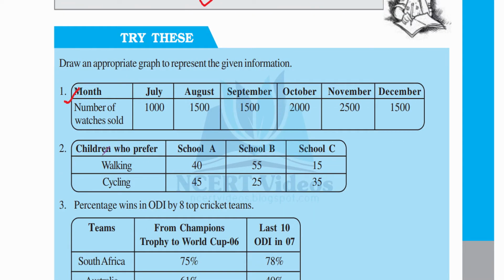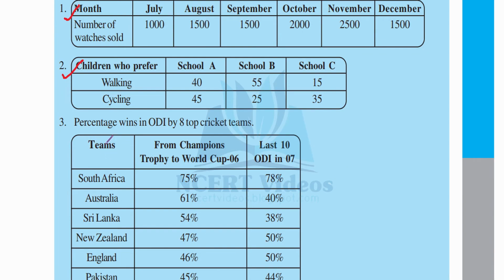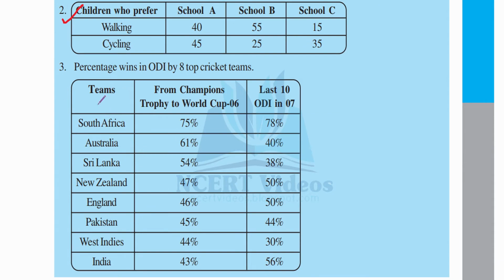Second one, children who prefer walking and cycling from 3 different schools, school A, school B, school C. Here we have a comparison, so a double bar graph should be used to represent this information. Third one, percentage wins in One Day International by 8 top cricket teams. Here are the nations whose cricket teams performed in these 2 events. Again, it is a comparison, so a double bar graph should be used in this case.